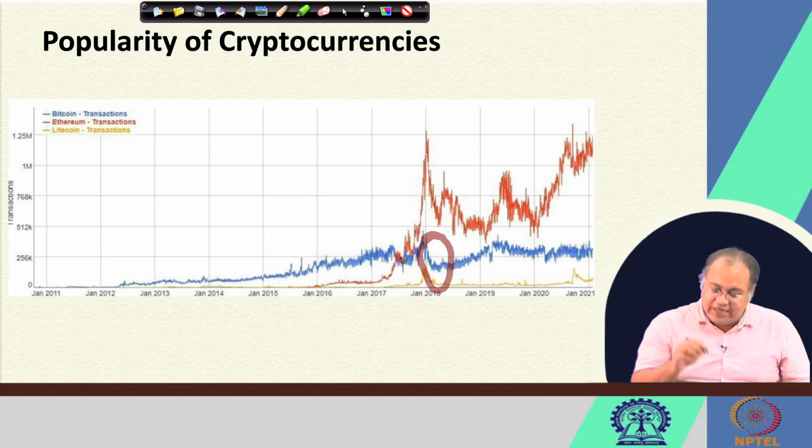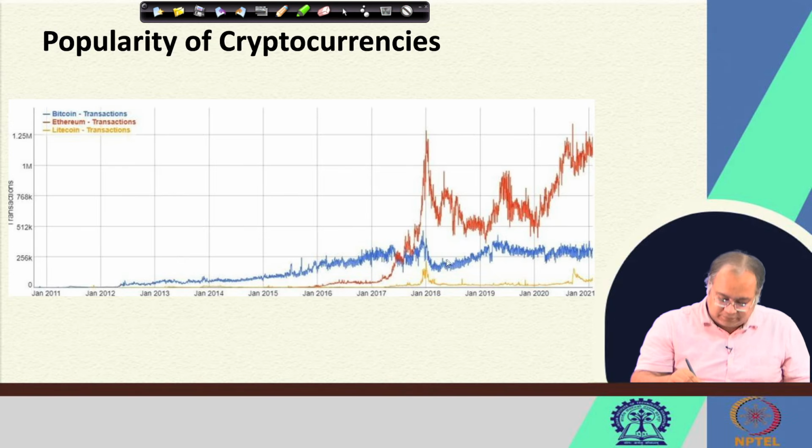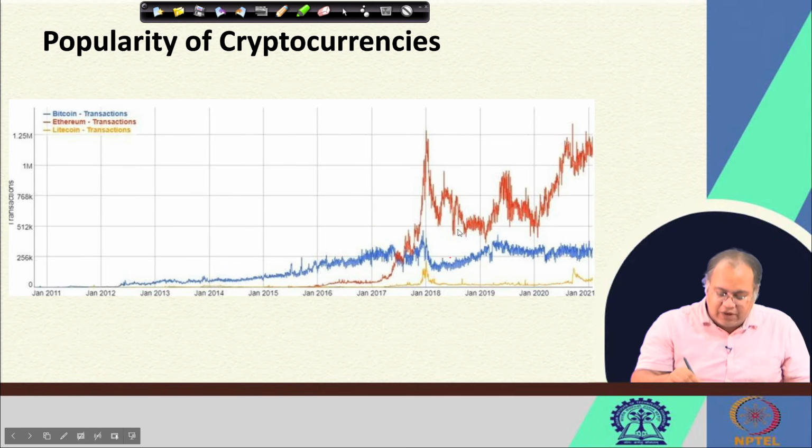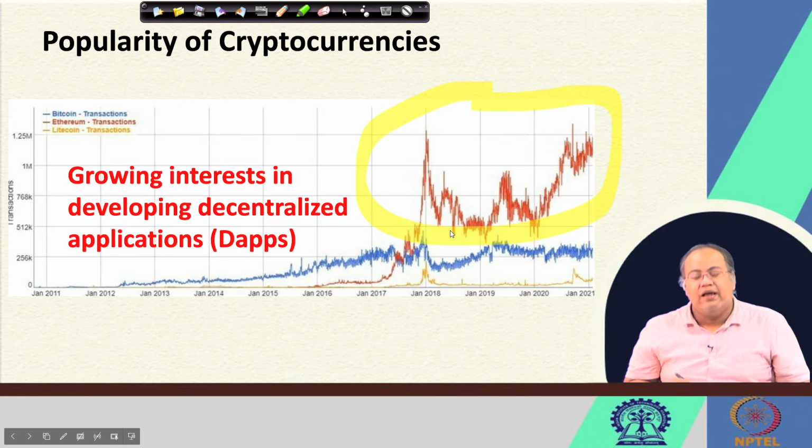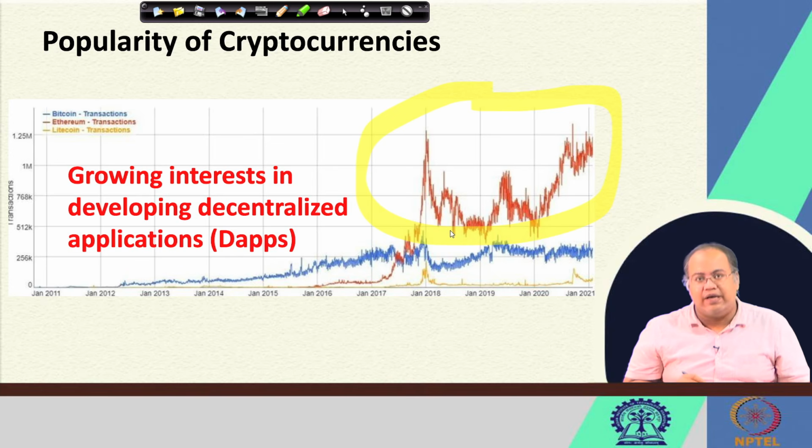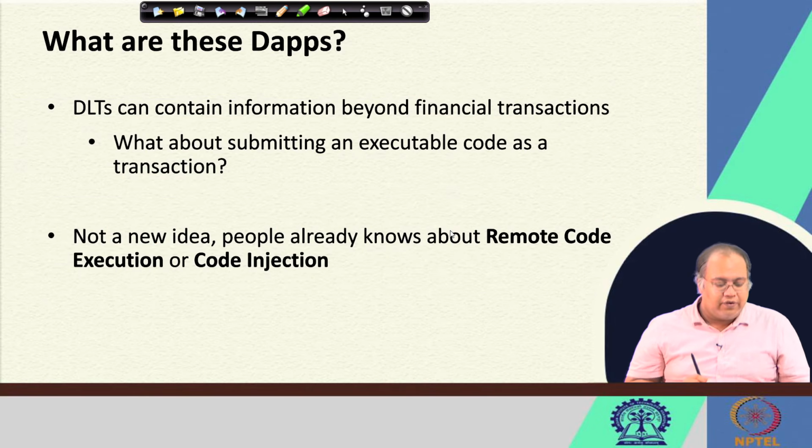But the interesting fact around that time is this: if you look into another cryptocurrency called Ethereum, you will see that there is a drastic increase in Ethereum use around 2018. This increase in Ethereum use was because of another interesting feature in Ethereum, which is called decentralized applications, or dApps. So what are these dApps?